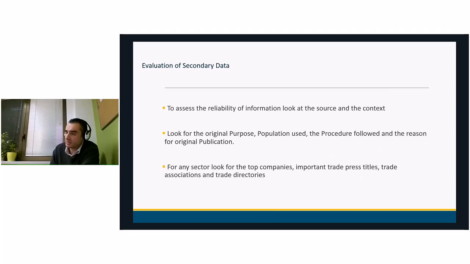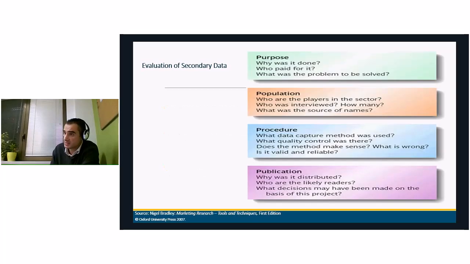And now on the next slide, I will present how to evaluate the secondary data that you will find and how to include it. This is actually a process. You have to evaluate it on several questions. For example, questions regarding purpose. Why was it done? Who paid for it? Maybe it was deliberate. What was the problem that needed to be solved at the specific moment?